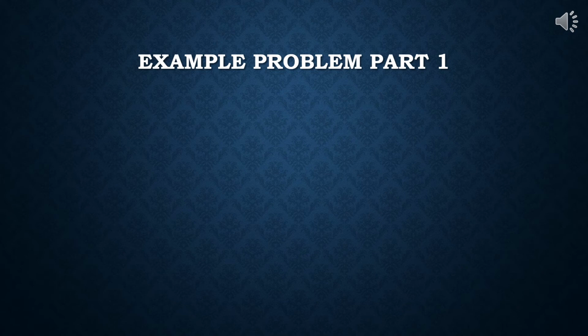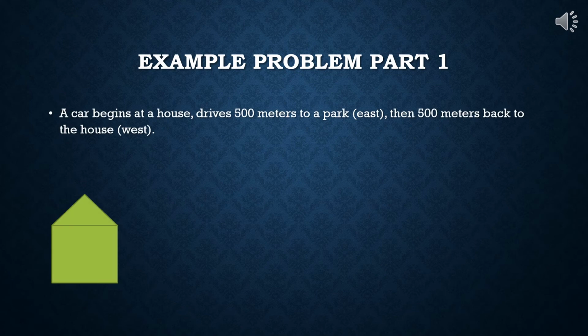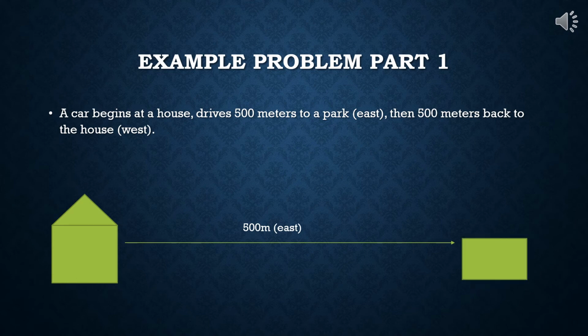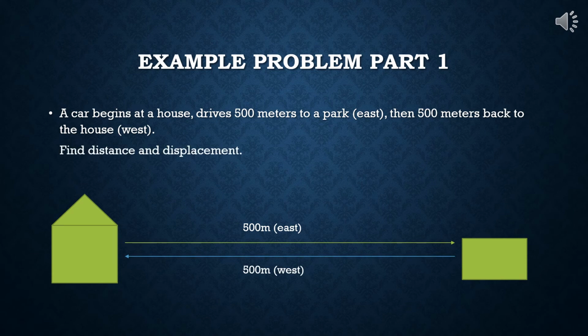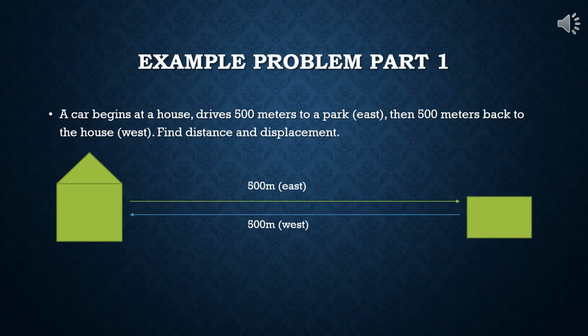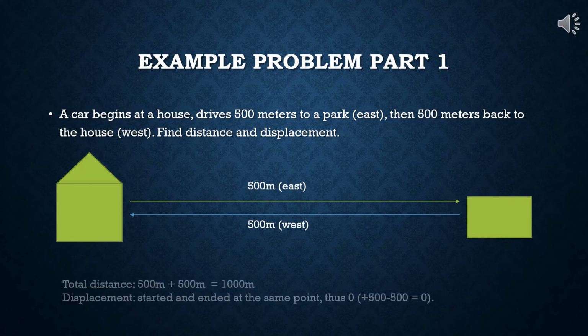Anyways though, as you see on your screen, let's say we are in a car, and we are starting at our house. We then drive 500 meters east to a park. After this, we drive back home, to the west, which is another 500 meters. Let's find both the distance of this scenario and the displacement. Take a moment to pause the video if you'd like to try on your own, though the answers are located on the lower part of the display.